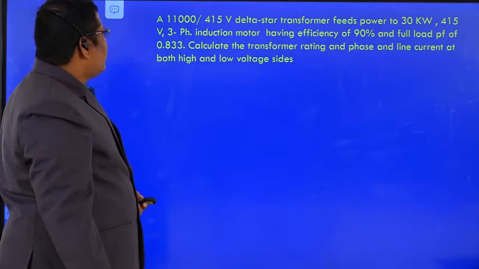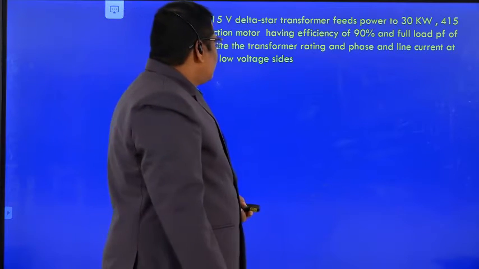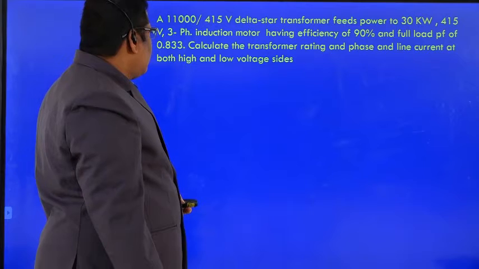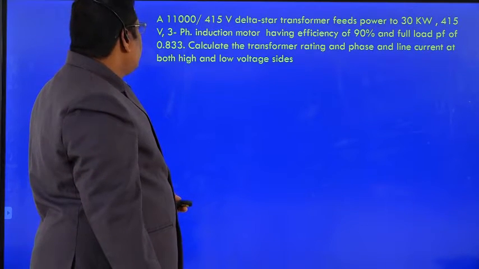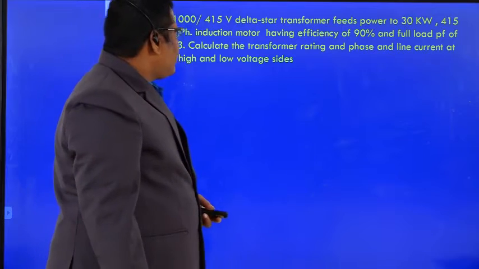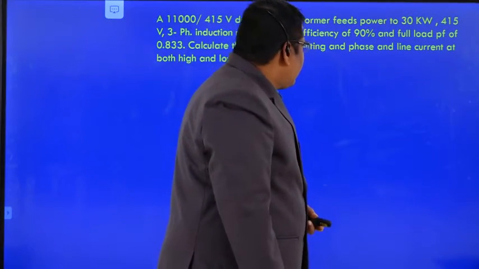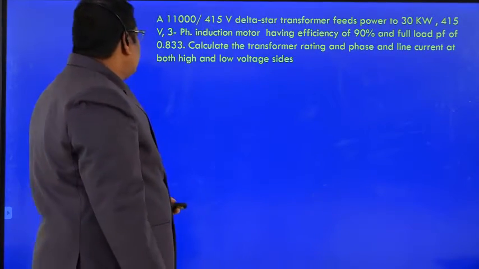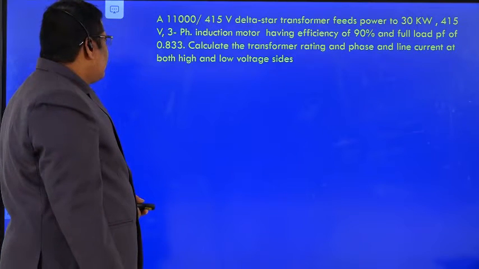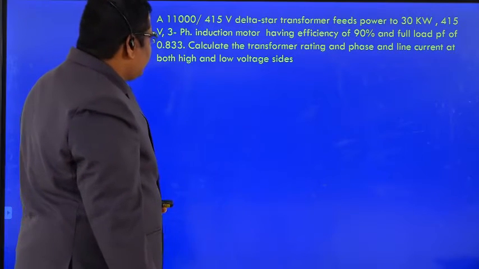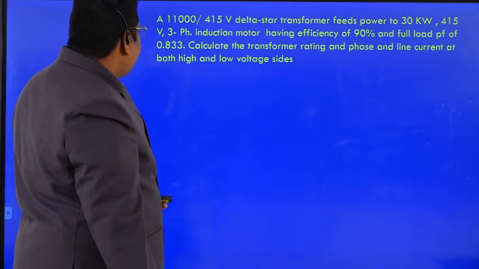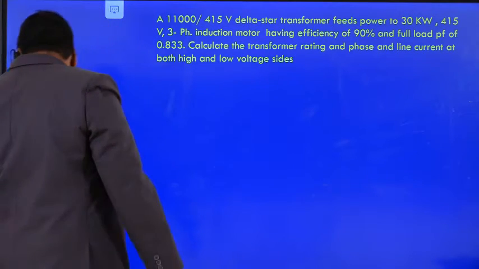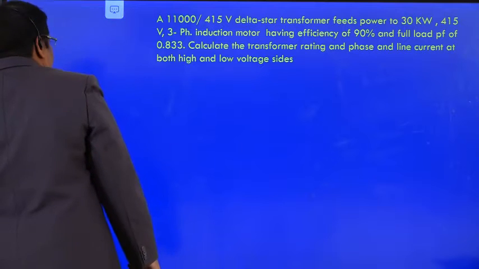An 11,000 by 415 delta-star transformer feeding power to a 30 kilowatt, 415 volts, 3-phase induction motor having efficiency of 90% and full load power factor of 0.833. Calculate the transformer rating and phase and line current at both HV winding and LV winding.